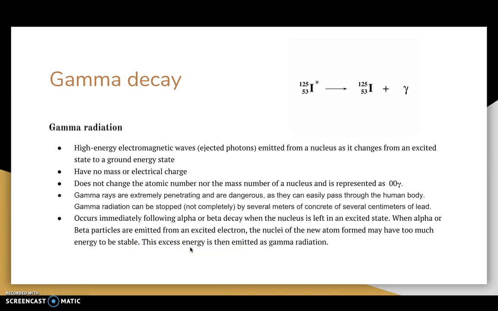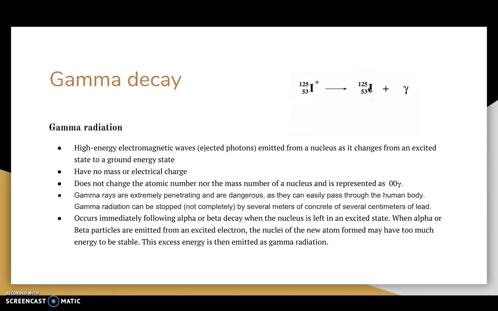And next up is gamma. Alright, now we're talking about gamma decay. So what it is, it's high energy electromagnetic waves, which are photons, emitted from a nucleus as it changes from an excited state to a ground state. Gamma rays actually have no mass or electrical charge, as you can see here. There's no notation, and it also does not change the atomic number nor the mass number of a nucleus, as represented as 0 0 theta. You can see here the iodine, there's no change either.